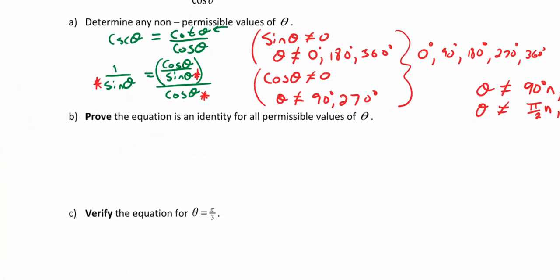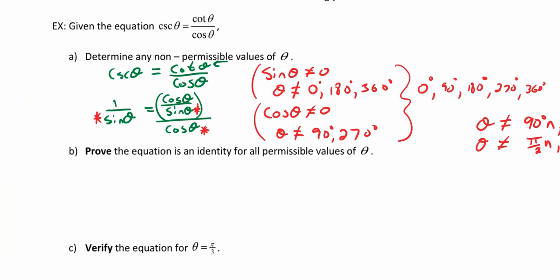All right, now prove the equation is an identity for all permissible values of theta. So now when I say prove, I want to make sure that the left side is equal to the right side. Okay, so that's the idea here. So let's write it out again.